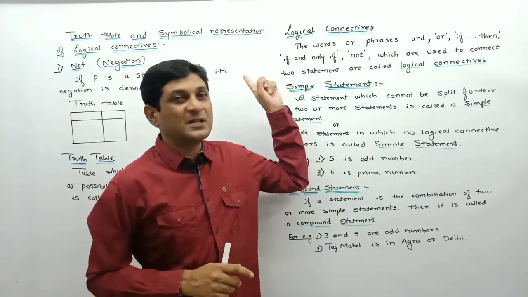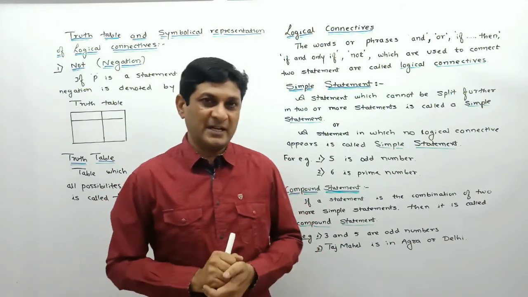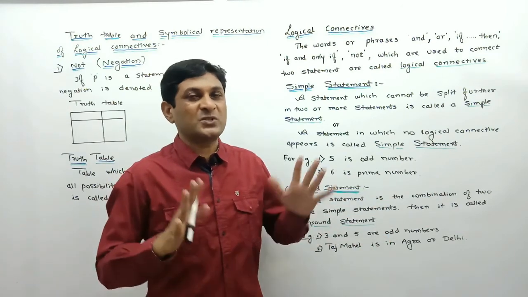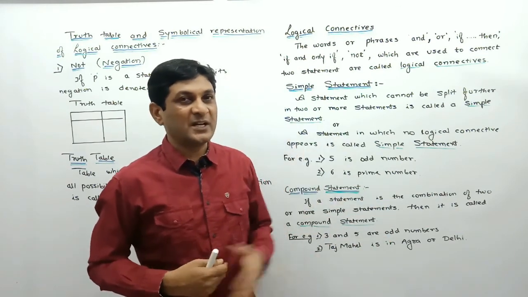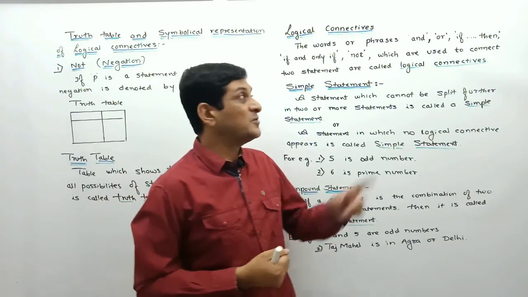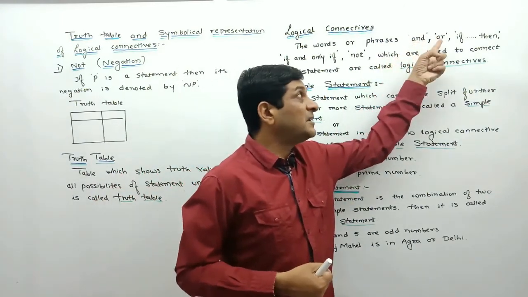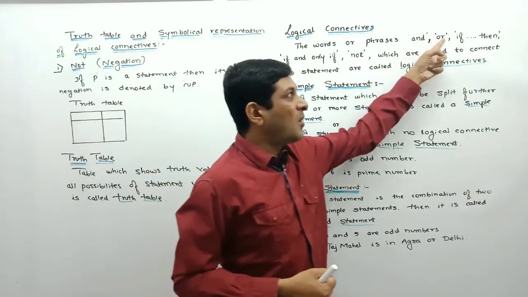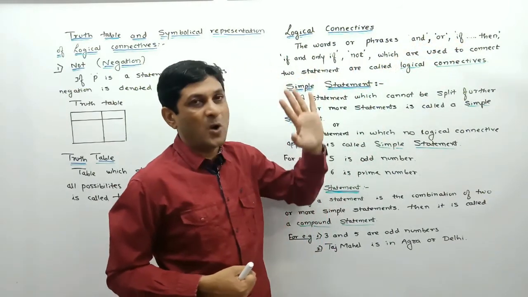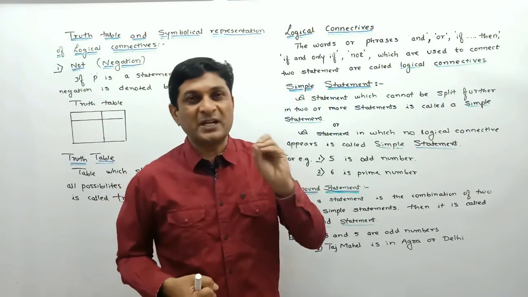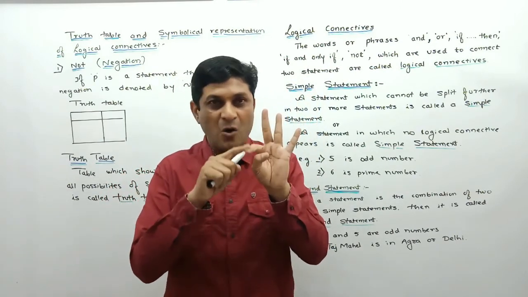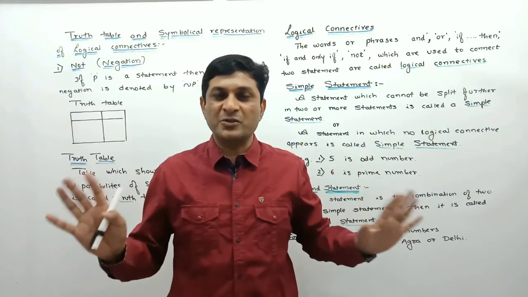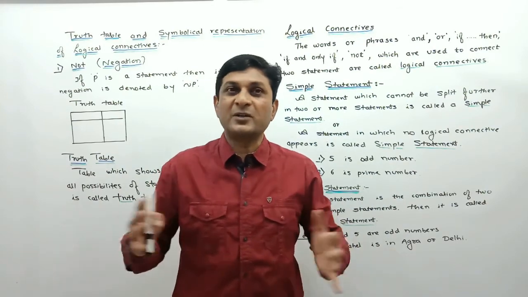Let us begin with the first definition, logical connectives. The 5 words which are used to connect two statements are called logical connectives. Let us try to understand which are these 5 words. These 5 words are and, or, if then, if and only if, and not. These are called the 5 logical connectives which are used to connect two statements.